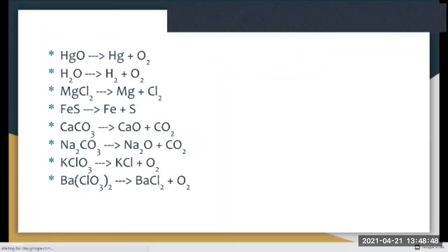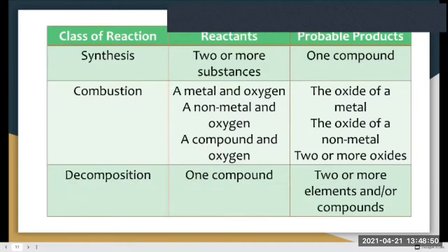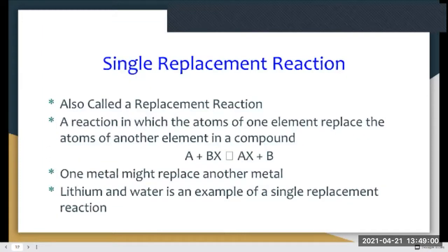So if we're looking again at our reaction table, decomposition starts with one compound and ends up with two or more elements or compounds. Because remember, your A and B can either be an element or a compound. But now we're going to talk about single replacement reactions. And remember, we're not using the hyphen. Although it can also be called a replacement reaction, let's keep calling it a single replacement reaction so that you understand whether you're doing a single replacement or a double replacement.